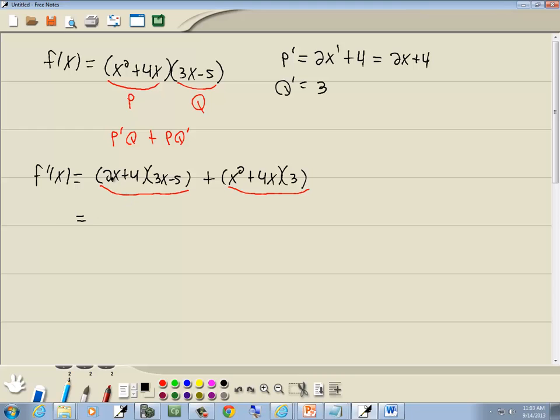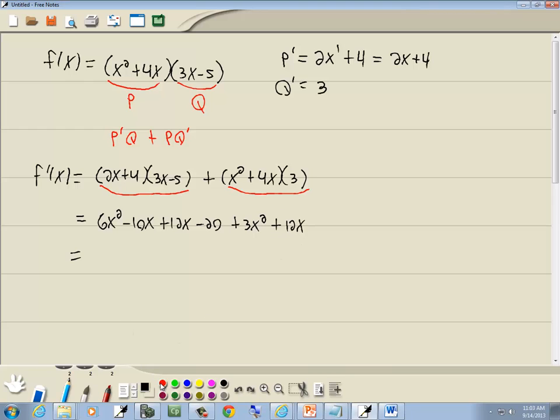Well, 2x times 3x gives us 6x squared. 2x times negative 5 is negative 10x. 4 times 3x is 12x. 4 times negative 5 is negative 20. And here we'll use the distributive property. We'll multiply 3 through. 3 times x squared is 3x squared. 3 times 4x is 12x. And just double check myself again.